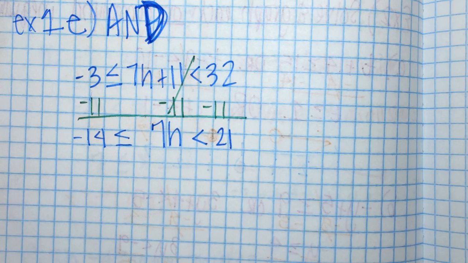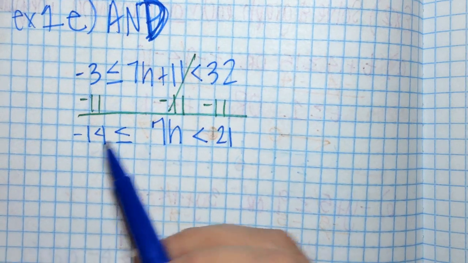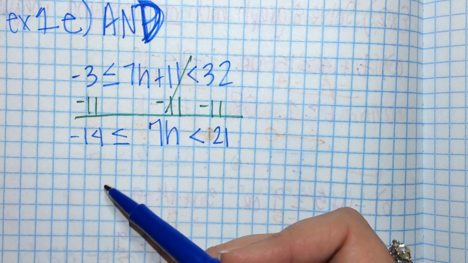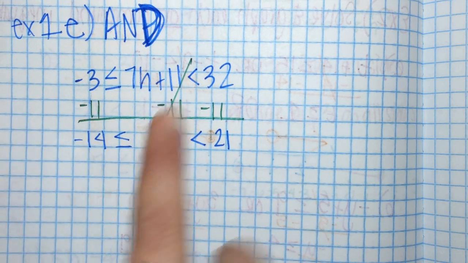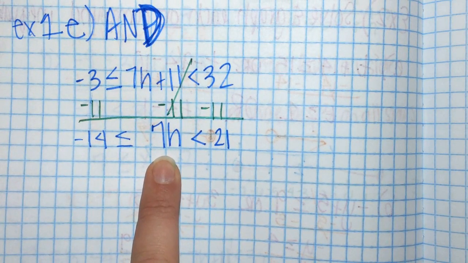Alright, can you guys work it out from there? Now, would I add 14? Do I ever move this 14? No, don't move him. Only move what's with the variable.